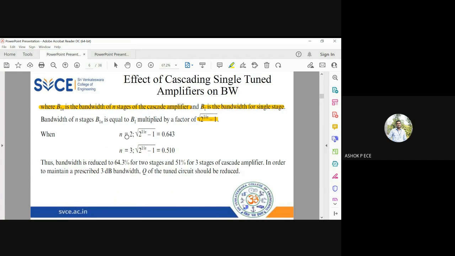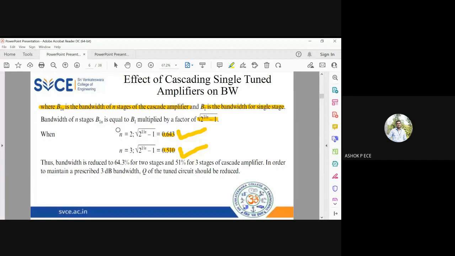So when you put n equal to 1, it becomes equal to the bandwidth of a single stage. When you put n equal to 2, it is root of 2 power 1 by 2, minus 1. You simplify, you get 0.643. If you put n equal to 3, it is root of 2 power 1 by 3, minus 1. It is 0.510. What do these numbers 0.643 and 0.510 signify?